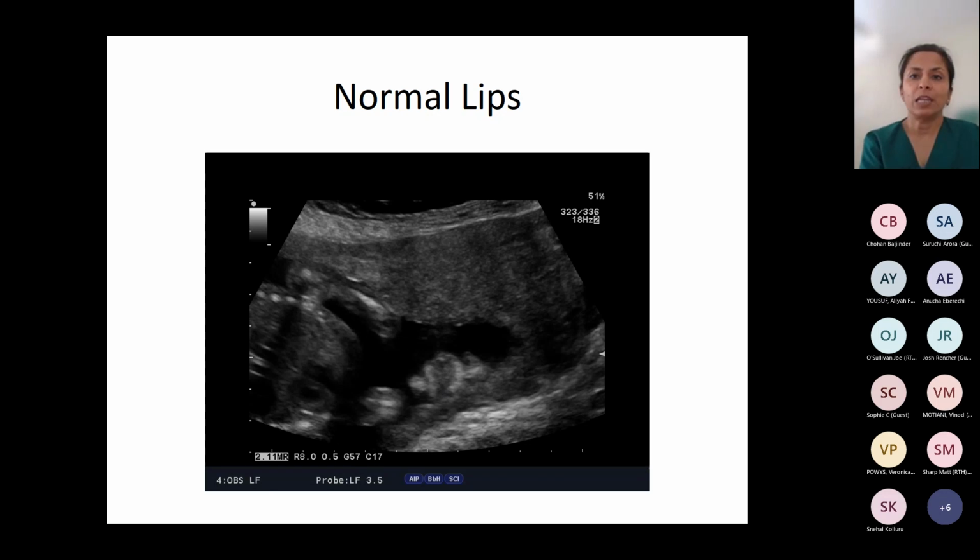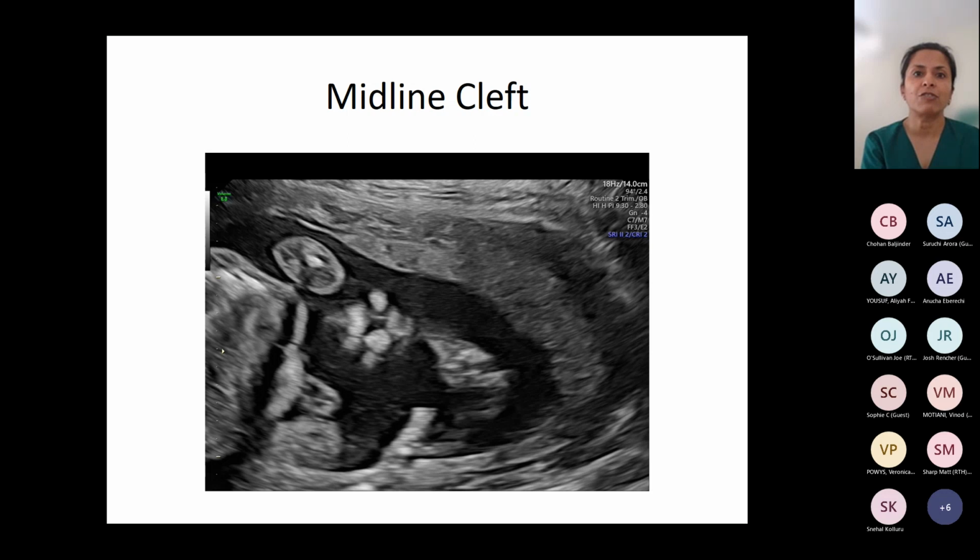So that's normal lips, and this is one of the views that we are supposed to get in order to ascertain that the baby does not have hair lip, or cleft lip, and this is how cleft looks like. We're looking in this area here, and if you compare this with the previous image, are you with me, or do you want to look at the previous image again? I'm presuming you are with me.